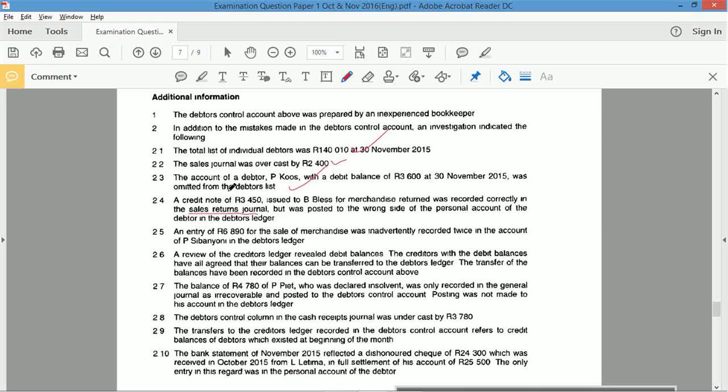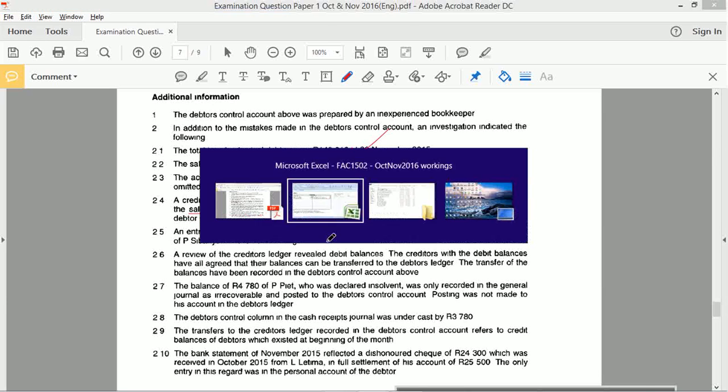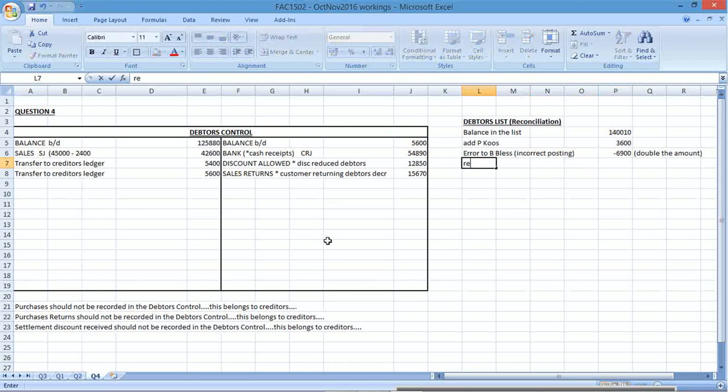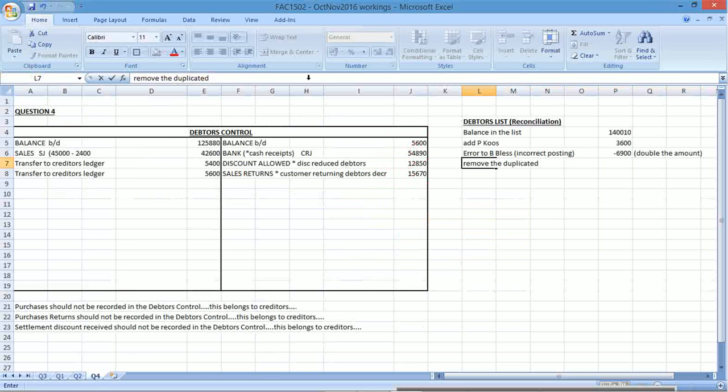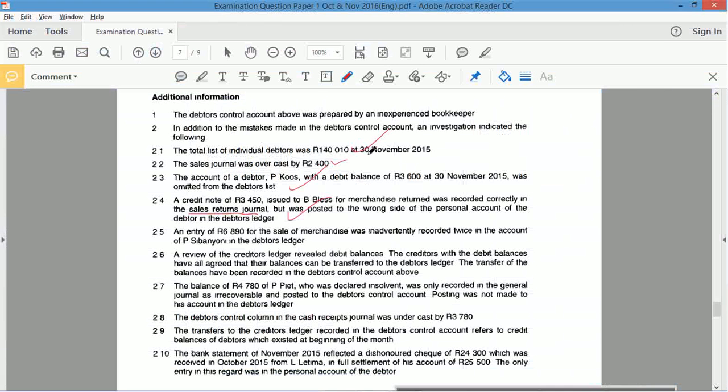Okay, next. An entry of 6890 for the sale of merchandise was inadvertently recorded twice in the account of P. Okay, so that means remove the duplication. The duplicate, what was this? A sale? Yes, it was. Okay, so if I remove the duplicate sale, it will be minus how much? 6890. Okay, so remove the duplicate sale. Fine, next.